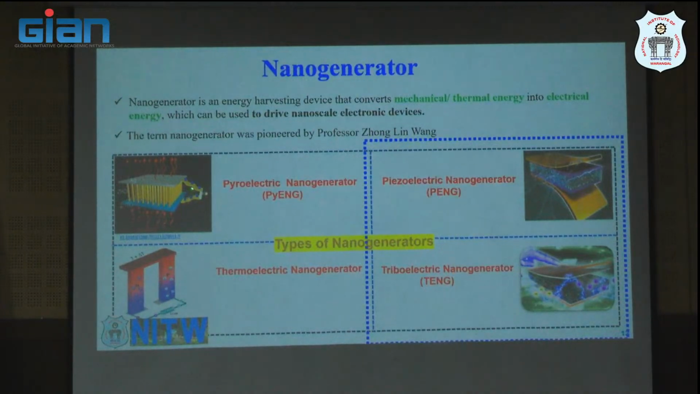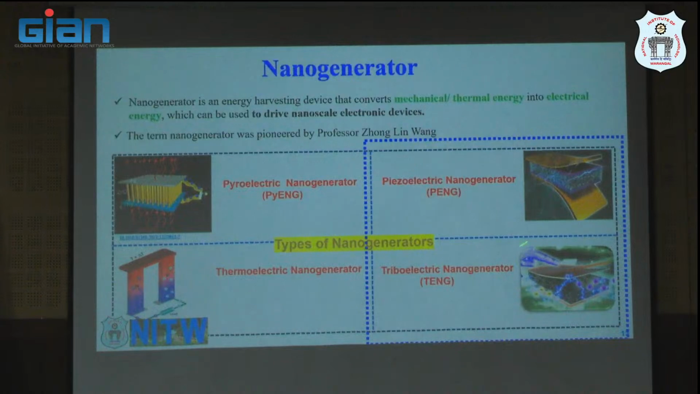In this case, the orientation of the dipoles with respect to the temperature change. This is not my interest because these are very uneven conditions, since you need to maintain the temperature difference accurately. It's not always possible, whereas my interest is here: piezoelectric and triboelectric nanogenerators.